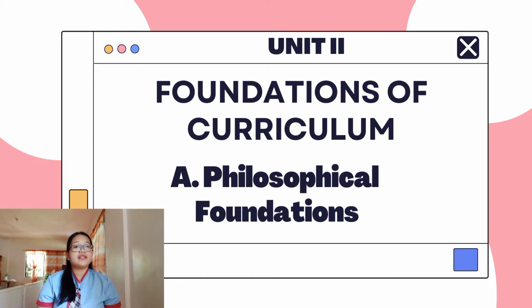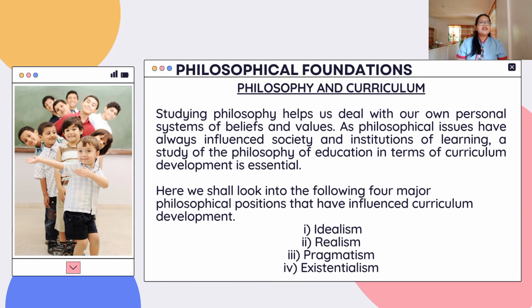Based upon fundamental beliefs that arise from one's philosophy of education, curricular decisions involve consideration of several topics and issues. Precisely for this reason, we consider philosophy one of the major foundation areas in curriculum. Studying philosophy helps us deal with our own personal systems of beliefs and values, like the way we perceive the world around us and how we define what is important to us. As philosophical issues have always influenced society and institutions of learning, a study of philosophy of education in terms of curriculum development is essential. In essence, a philosophy of education influences and, to a large extent, determines our educational decisions and alternatives. One important step in developing a personal philosophy of education is to understand the various alternatives others have developed over the years.